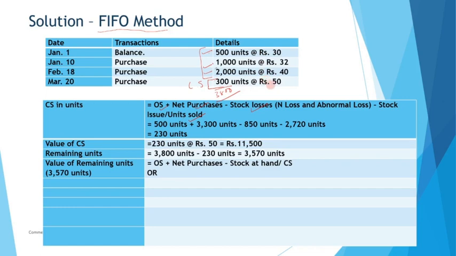This lot is also not there. This is also not there. And out of 300 units, 70 units are there in the closing, 230 units are there in the closing balance. So 70 must be a part of the remaining stock. So this 300 units is split as 230 in the closing balance and 70 to be added in the preceding lots as the remaining units.